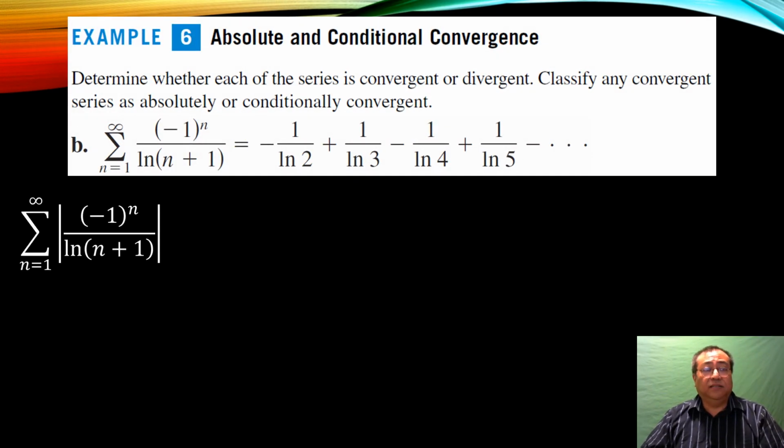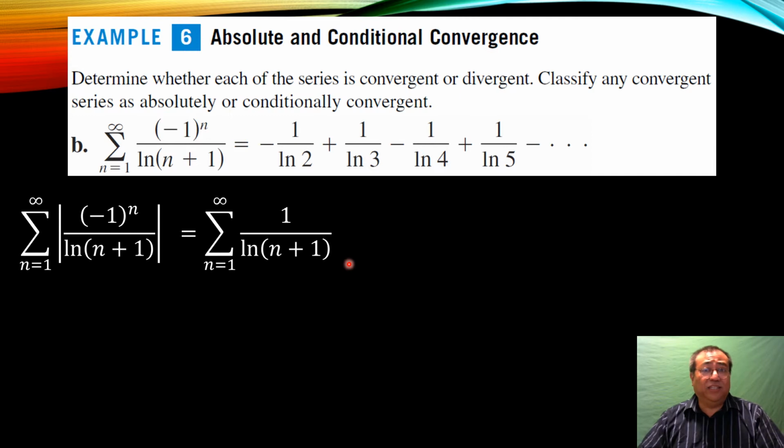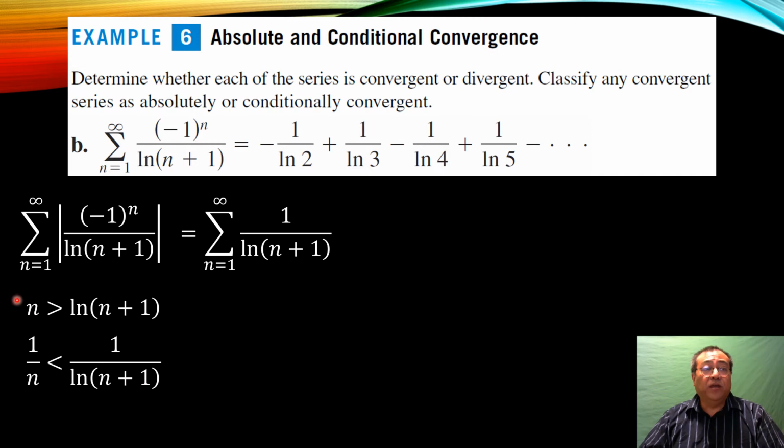Let's look at the absolute value version. If you just get rid of that negative 1, you get this, and this is not anything special. However, it's pretty easy to compare this to 1 over n. We know that n is greater than natural log of n plus 1. n looks like this line, and the natural log kind of goes underneath. This is the graph. So the natural log goes under that line. If you take the reciprocal, the relationship is reversed. So 1 over n is less than 1 over natural log of n plus 1.